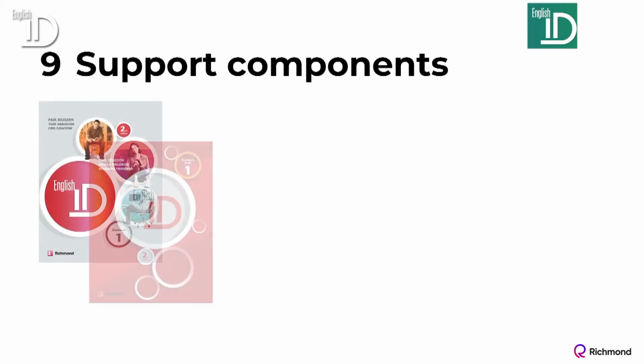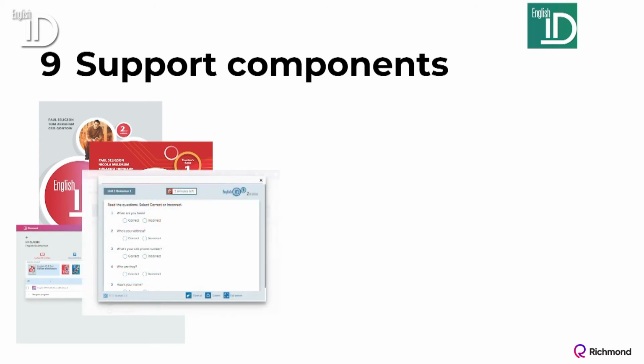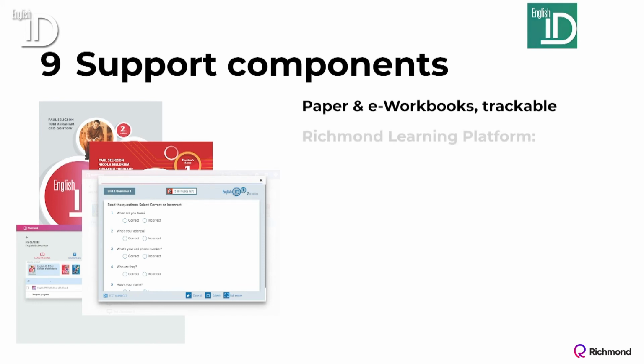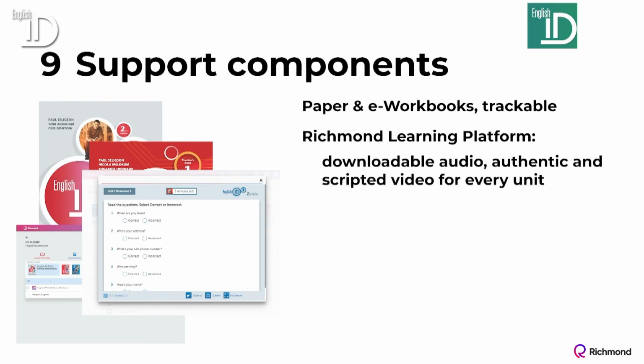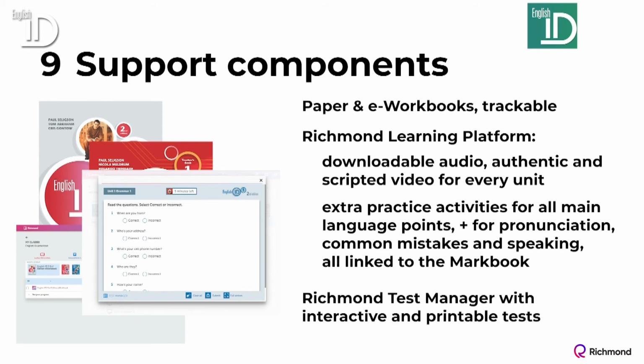English ID has all the support components you'd expect from a really high-quality English course, both paper and e-workbooks, which are trackable. The dedicated Richmond Learning Platform, which includes downloadable audio, authentic video and scripted video for every unit, plus additional extra practice activities for all the main language points of units, as well as for pronunciation, common mistakes and speaking, all linked to the Markbook.